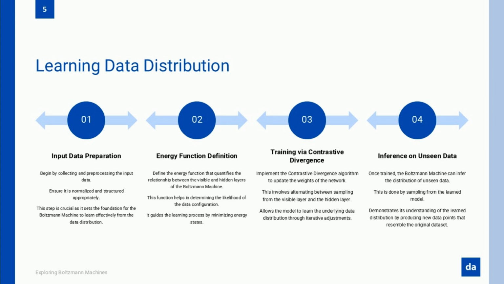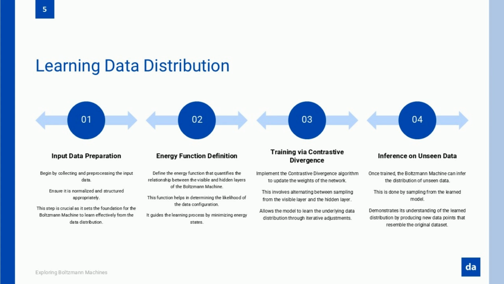Now that we've explored how Boltzmann machines make stochastic decisions, let's talk about how they learn from data distributions. Because their true power lies in their ability to uncover hidden patterns and generate new data that resembles what they've learned. Unlike traditional machine learning models that rely on labeled datasets, Boltzmann machines can learn unsupervised, discovering underlying structures without explicit instructions. At the core of their learning process is adjusting the weights of connections between neurons.